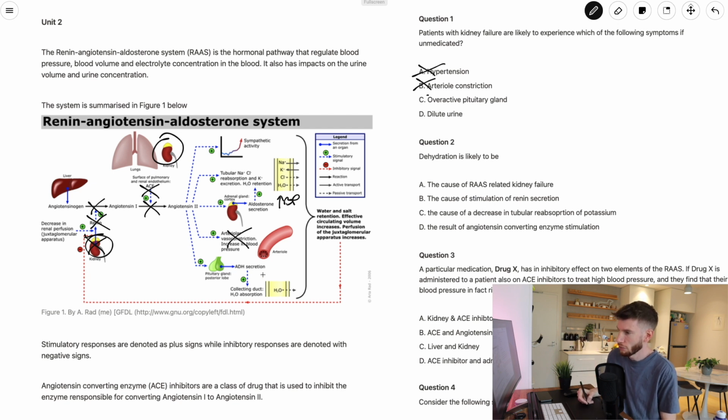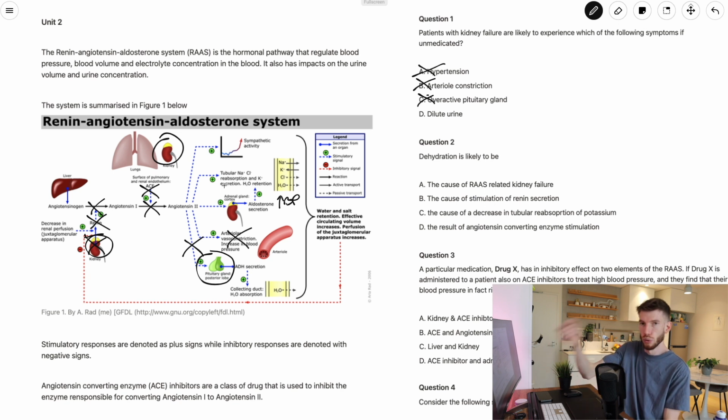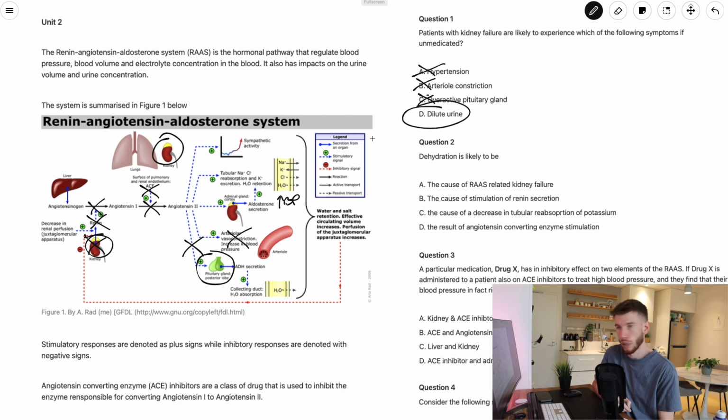So then overactive pituitary gland, here it is over here, that would be getting blocked as well, so that's not possible. And then finally, we've got dilute urine. So where would that come in? That would again be into the electrolyte balance and the water balance. The goal of this pathway was to pull the water back out of the urine, back into the blood. And so if we're not able to do that, then the water stays in the urine and therefore we dilute the urine, right? And so that would be the most appropriate.